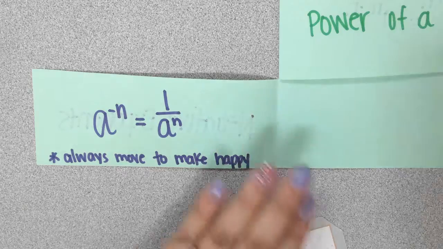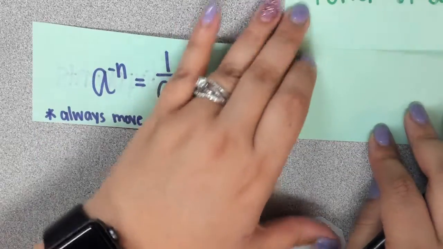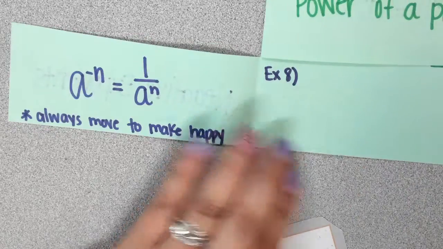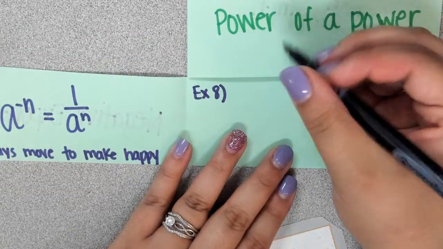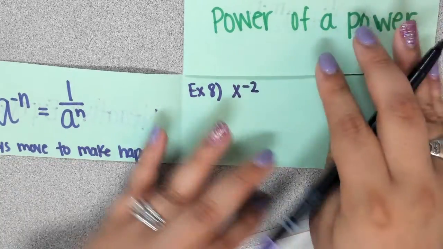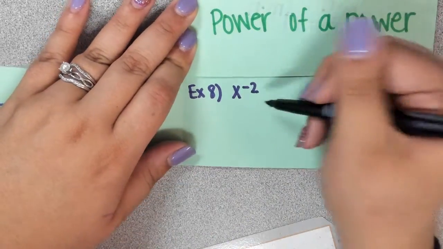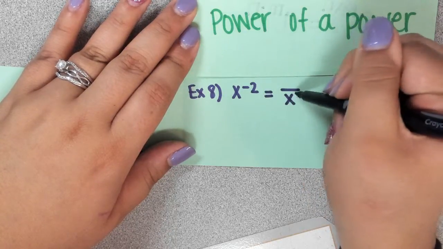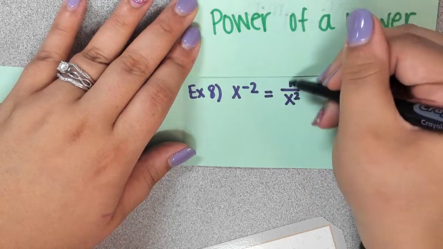Excuse me. So we're on example 8. We're going to do 3 here. They'll be quick. Example 8 is x to the negative 2. So it's a negative. We can't have that. We got to move it to the bottom and make it positive, make it happy, and we put it over 1.